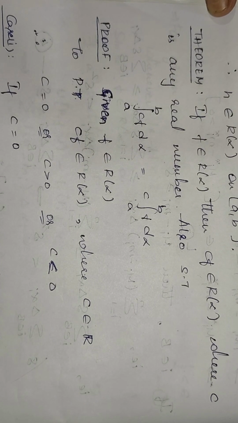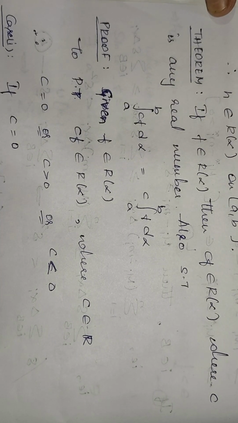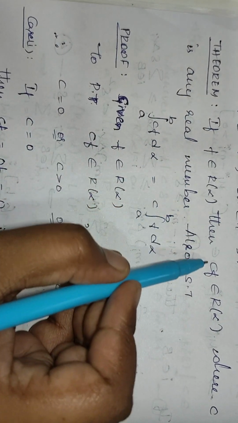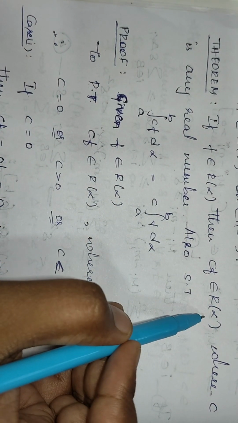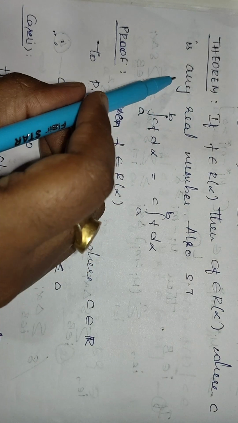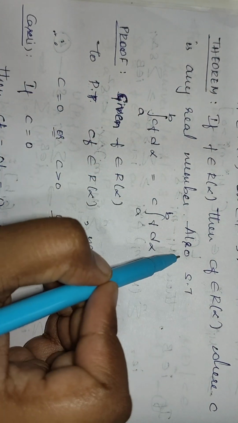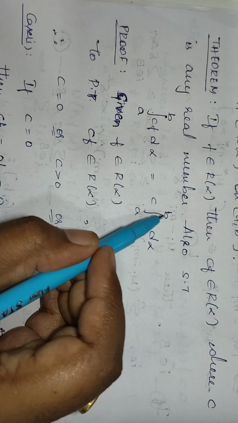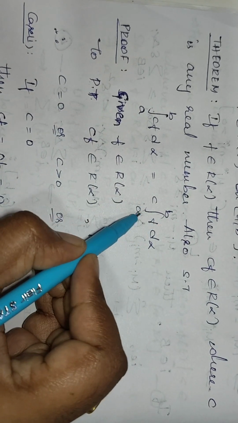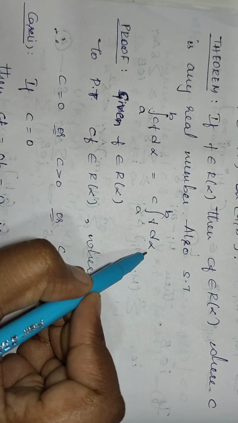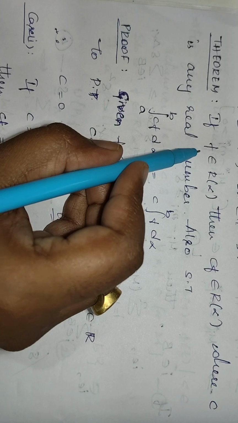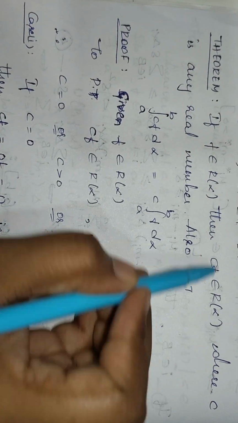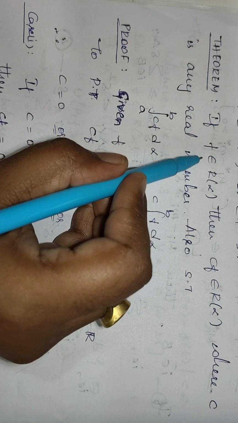Hello students, now let's move on to the next theorem. If f belongs to R of alpha, then Cf also belongs to R of alpha, where C is any real number. Also show that integral a to b Cf d alpha is equal to C into integral a to b f d alpha. So in the first part of the theorem, I need to prove Cf belongs to R of alpha if f belongs to R of alpha.